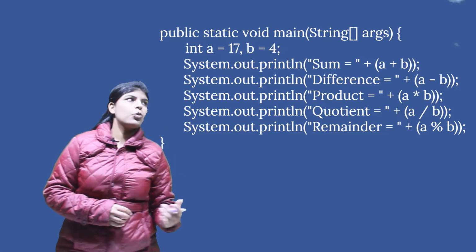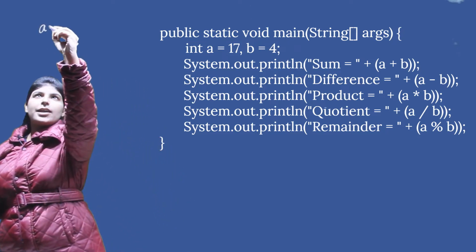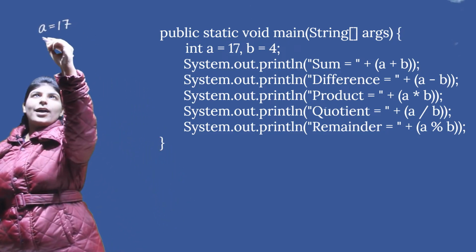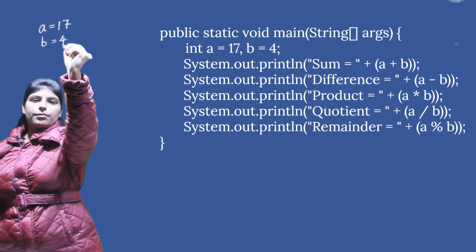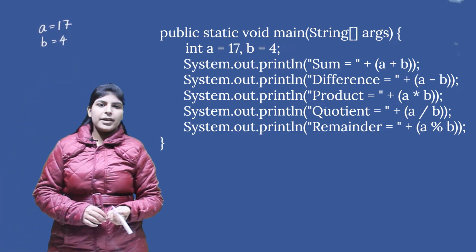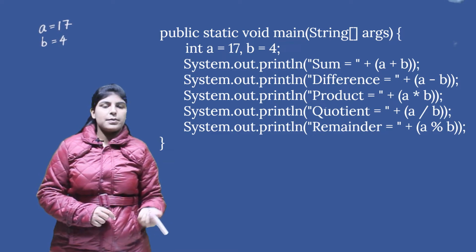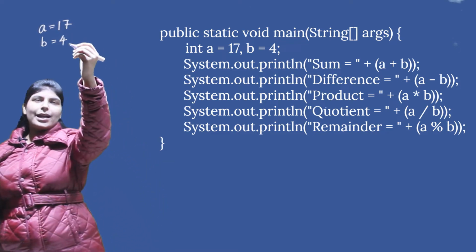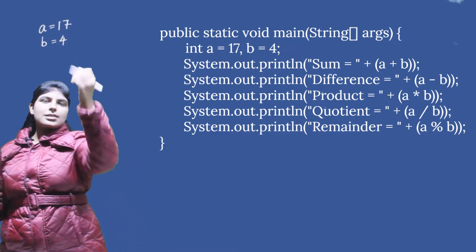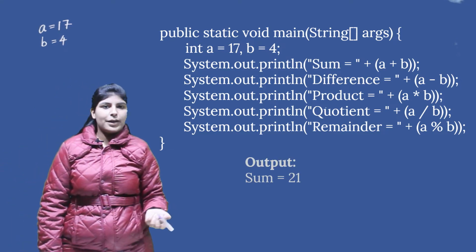So here I am given two variables A and B. The value of A is 17 and the value of B is 4, right? So in the first statement I have sum is equals to A plus B. So what is the value of A plus B? I'll get 21. So the output in this case will be sum is equals to 21.